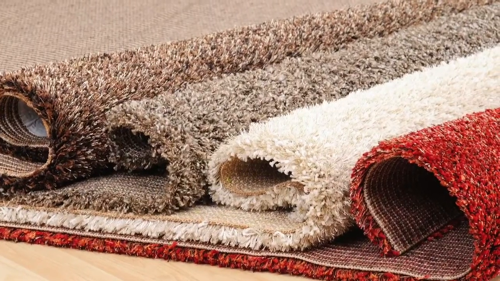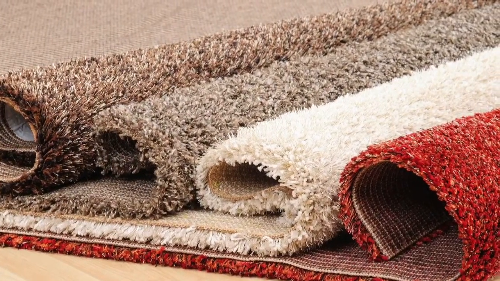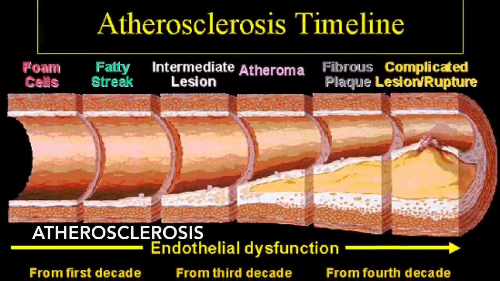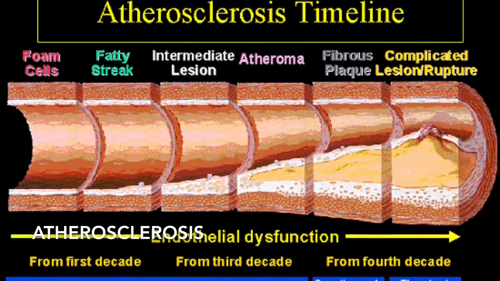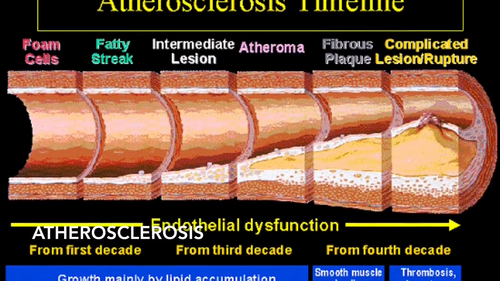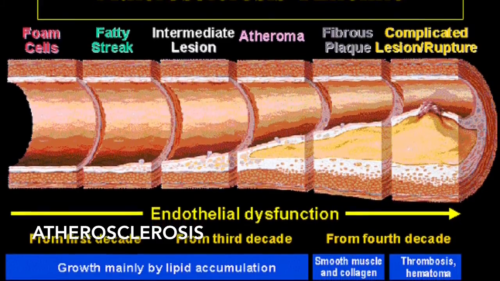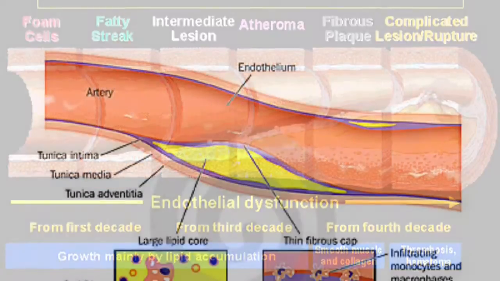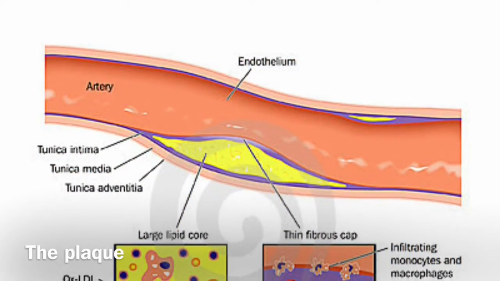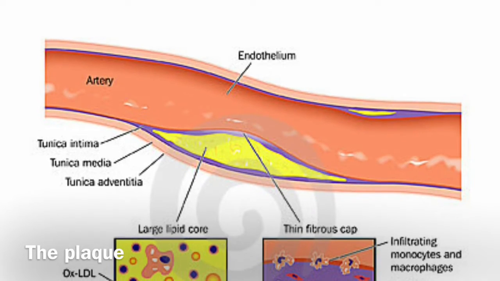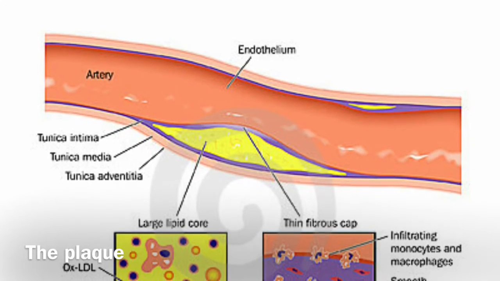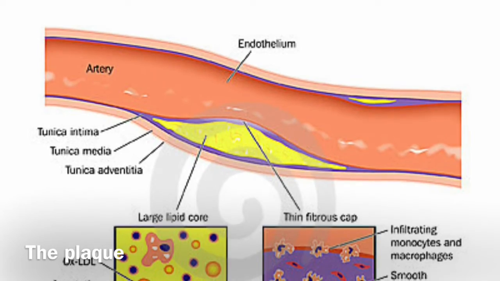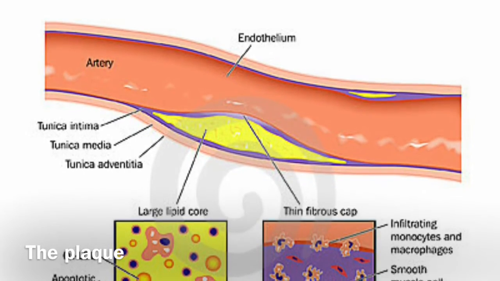Like these rolled carpets again. Atherosclerosis is simply wearing out of the arterial wall, to be more precise, the intima. The hallmark of atherosclerosis is the atherosclerotic plaque. An atherosclerotic plaque is a focal accumulation of lipids and fibrous tissue in the intima.